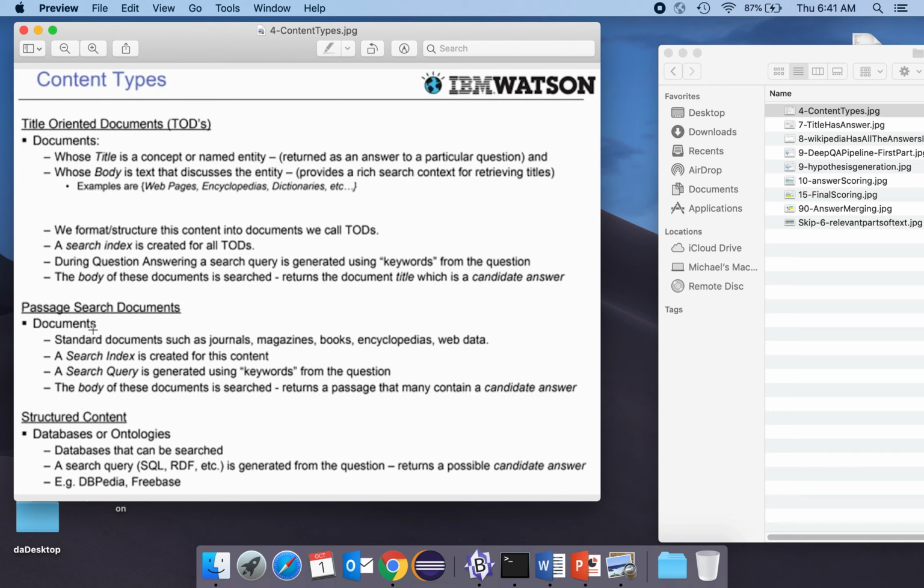Others are passage search documents: journals, magazines, books, encyclopedias, web data. So think about journals or magazines. A lot of times the title is sometimes catchy, but doesn't necessarily reference an entity.